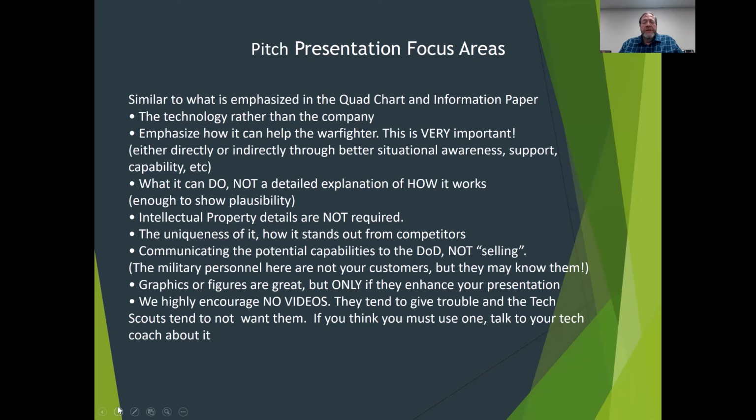Sometimes after you pitch, the tech scouts will specifically say, I want your quad chart, the information paper, and your presentation. They call that a KIP: quad chart, information paper, and pitch deck, basically. And then the BLUF, and then we'll talk about a POC document. So when they say, I want your KIP BLUF POC, that means a specific set of documents that you should understand and you should already have ready. So that will be helpful.